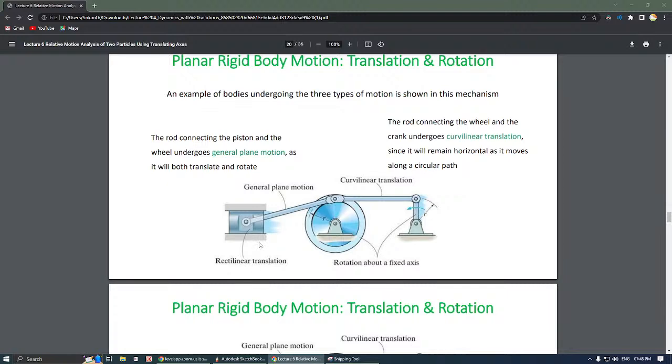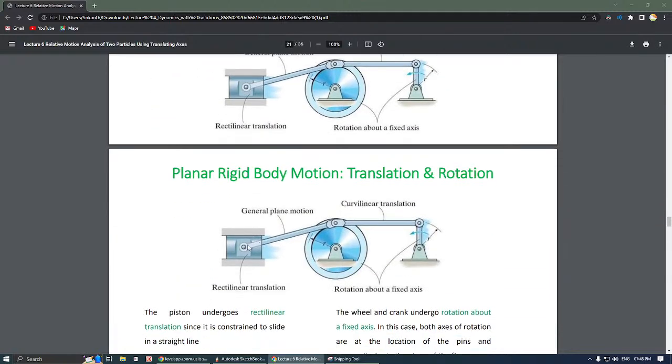So we have to find velocity and acceleration at a number of points on it. Okay.